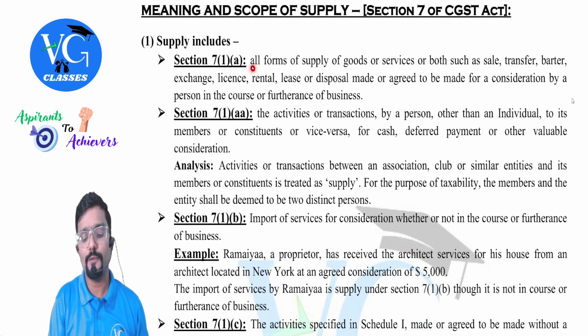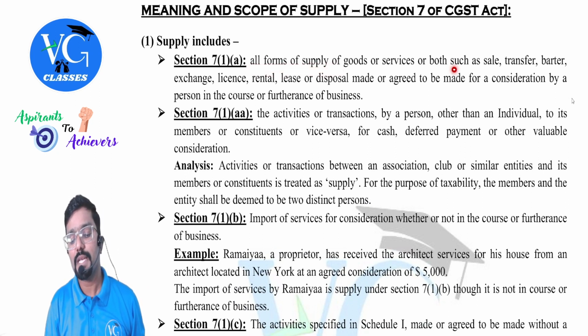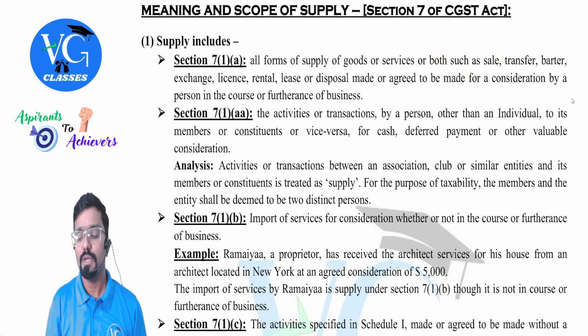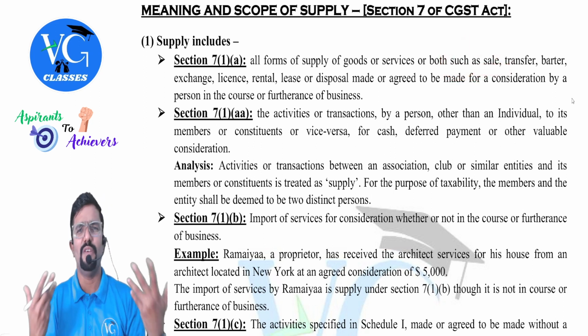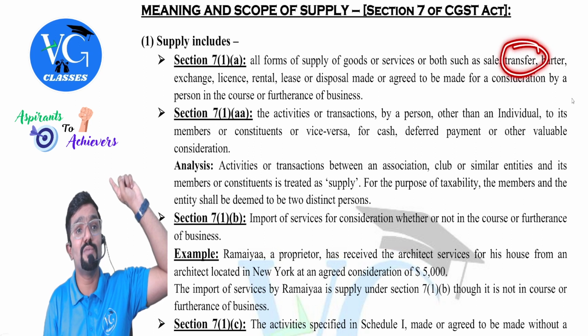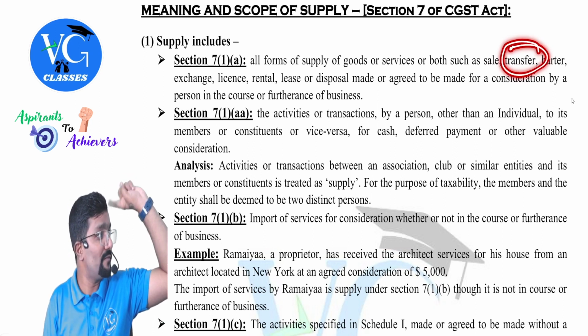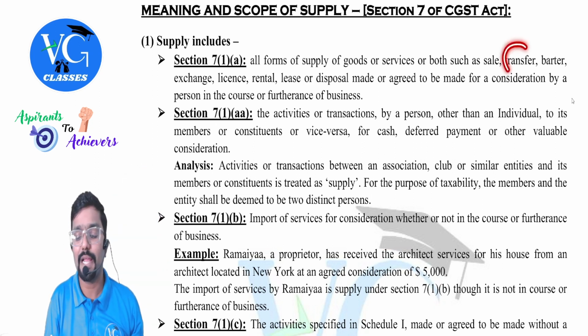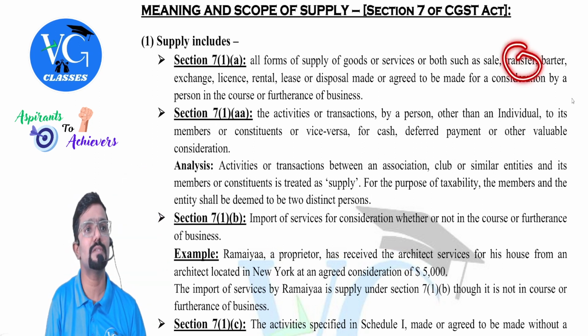7(1)(a) says all forms of supply, such as, meaning they have given a few examples. What are those, sir? Sale means we know when we have sold something, normally goods. Transfer, sale and transfer are one and the same. You know, even in capital gains, we have used this when there is a transfer of capital asset, which is normally sale only, sir. Okay. Transfer is defined in which section in income tax? Section 2 clause 47.